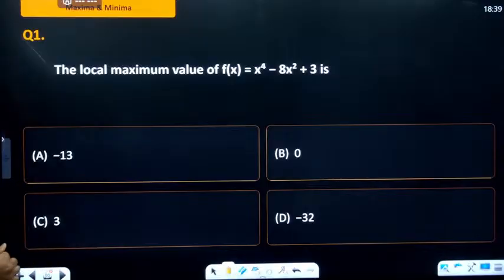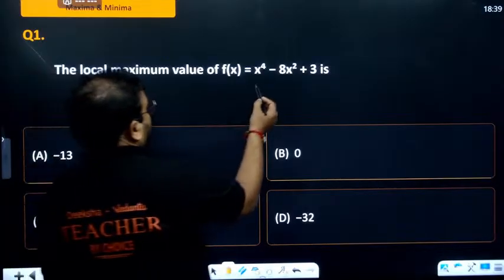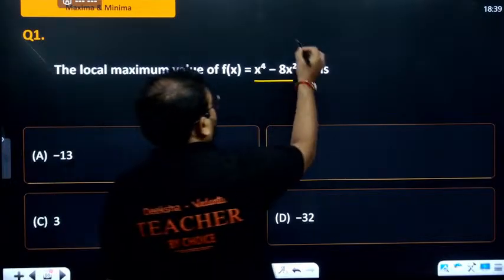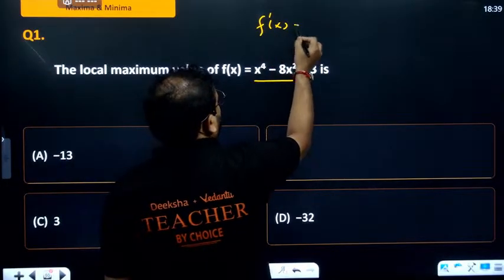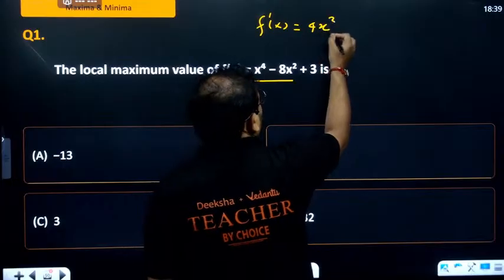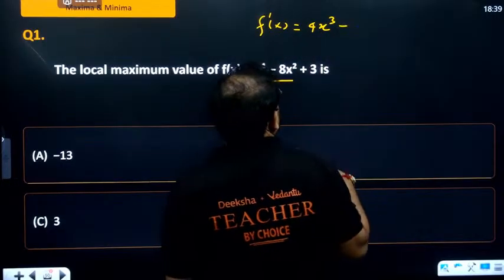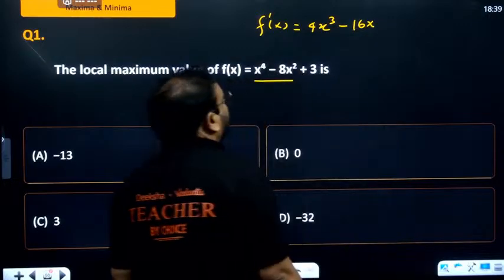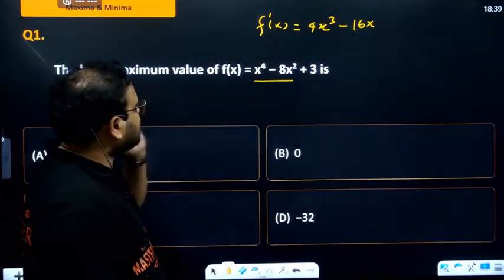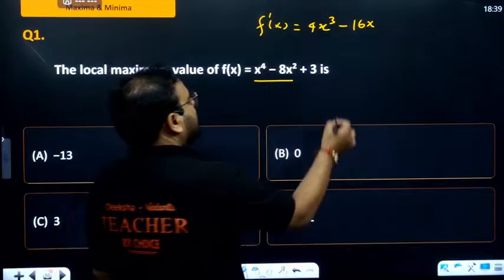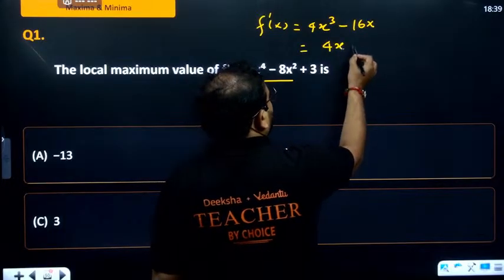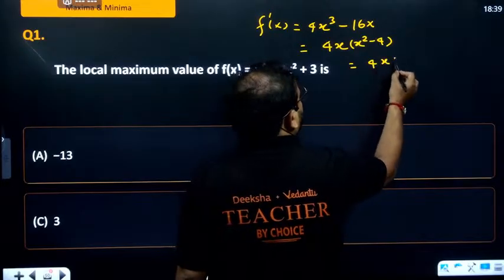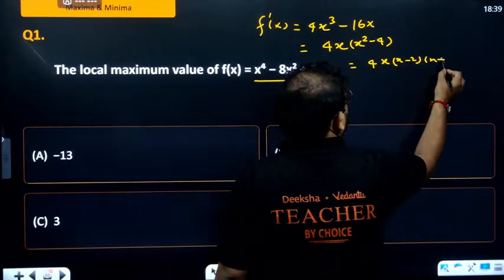The local maximum value of f(x), we're looking to find out that. How to define, sir? Let's do this. So we have to find differentiation first. We'll get 4x cube minus 16x, correct? We have something common, right, guys? We have 4x common, x square minus 4. So we have the factors as 4x, x minus 2, and x plus 2.